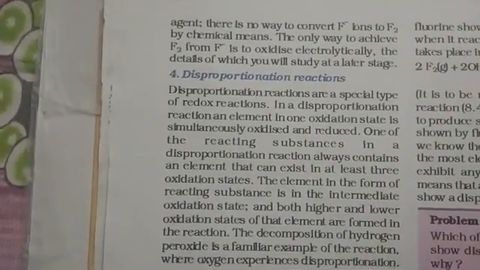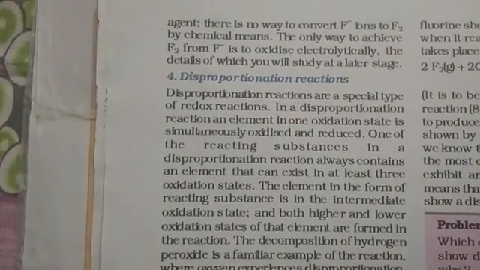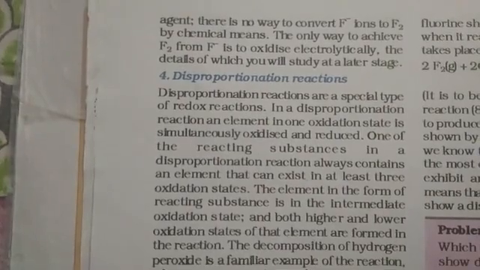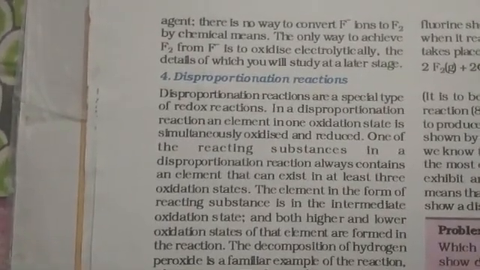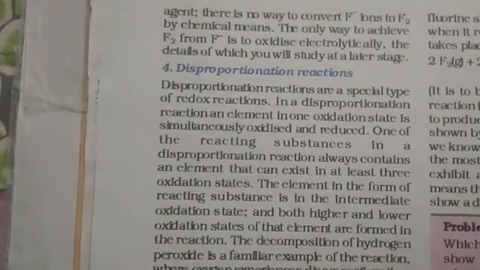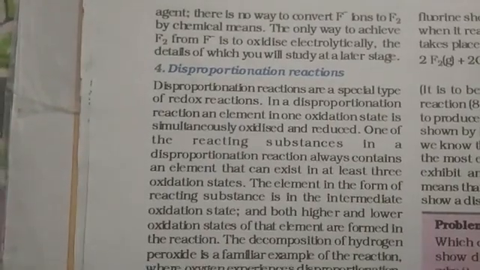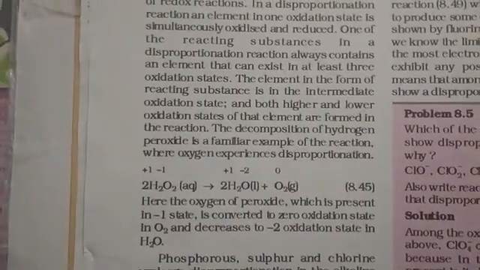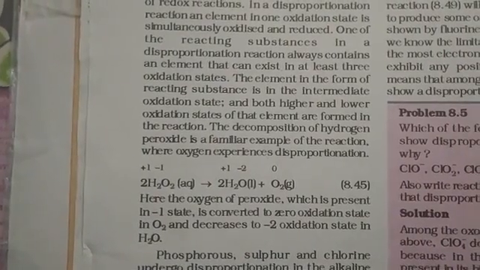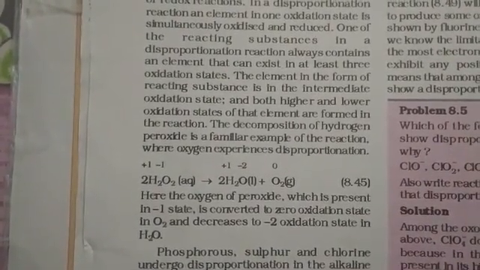Now the last type of redox reaction is the disproportionation reaction. In this reaction, the same species goes for oxidation as well as reduction. It is a special type of redox reaction. Here you can see the example: H2O2 gives H2O plus O2.